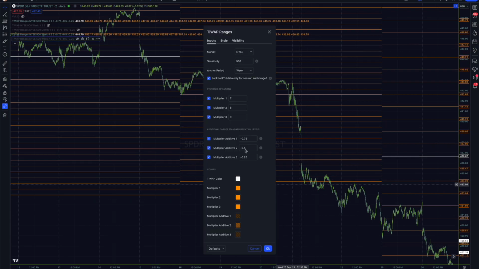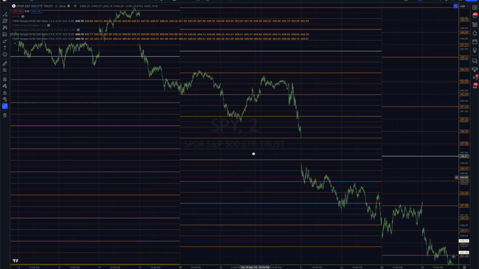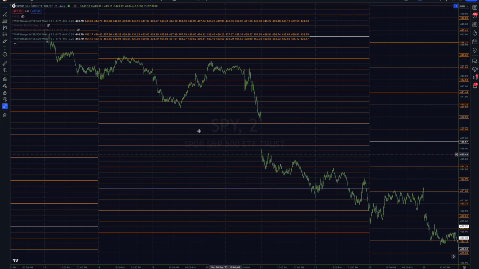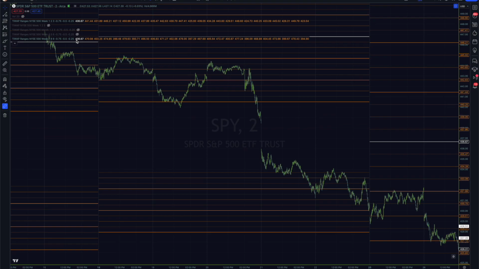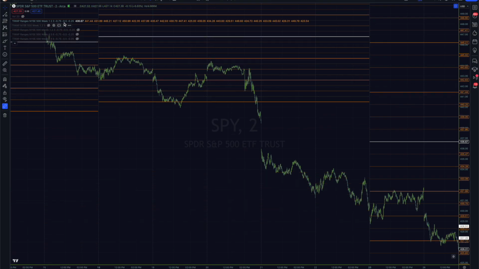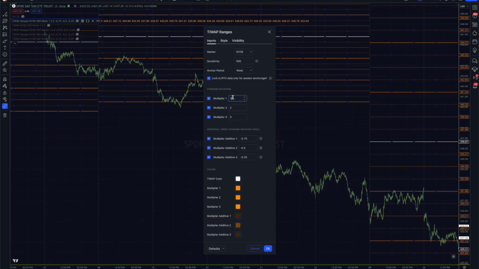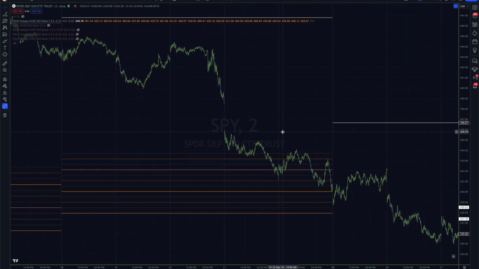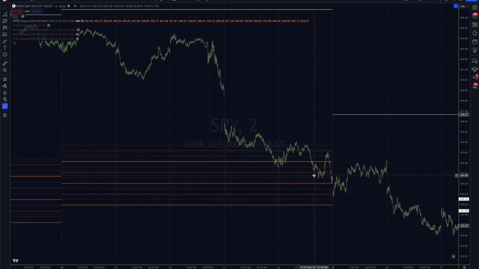Same thing again, 7, 8, and 9 for your multipliers. Now you have even more ranges. So you can kind of follow price around. Of course, you don't have to have all of these plotted all the time. You could also, once we break lower, just come in here and set these ones to 7, 8, and 9, because you no longer are trading up here. And then what that should allow is for you to just trade these levels down here.